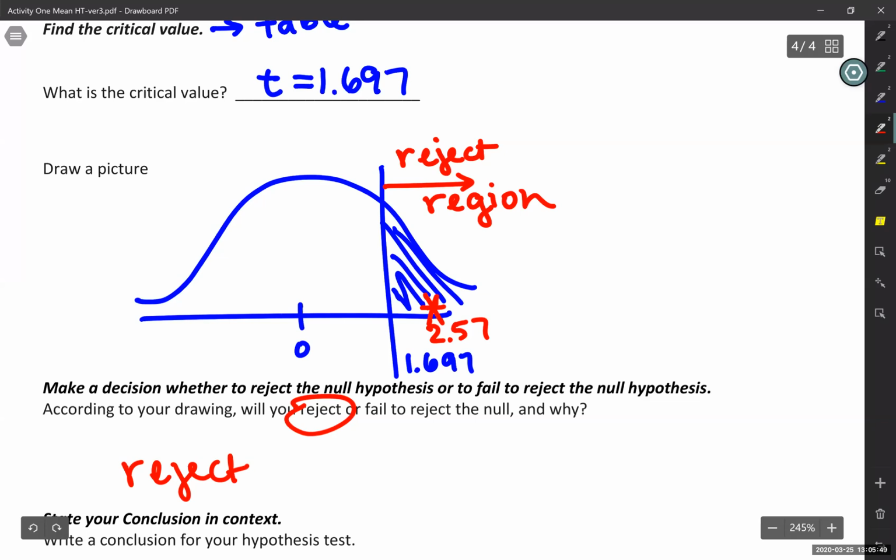We don't ever accept the null. We reject or we fail to reject. Those are the only two choices. You have the reject region and the fail to reject region. It's kind of like the difference between innocent and not guilty.